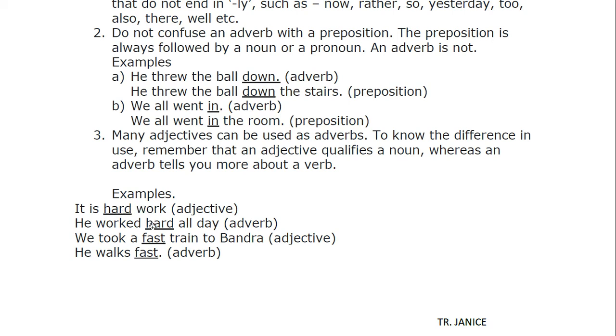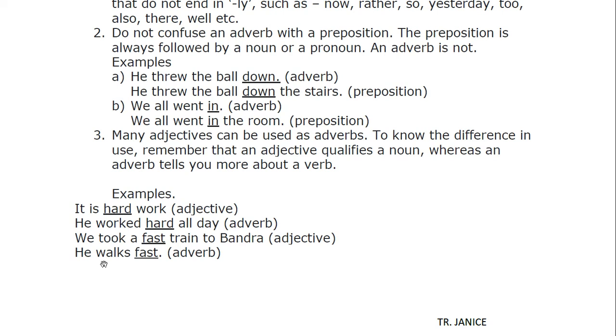Now let's see the second example using the same word hard. He worked hard all day. So here it's showing you an action, worked. How did he work? Hard. So here it's describing the action worked. So it is an adverb. Here it is describing the noun work. Okay. So it is an adjective.